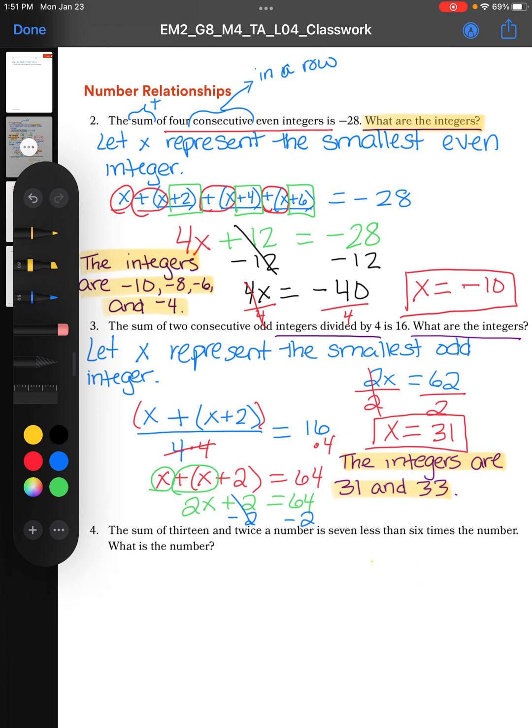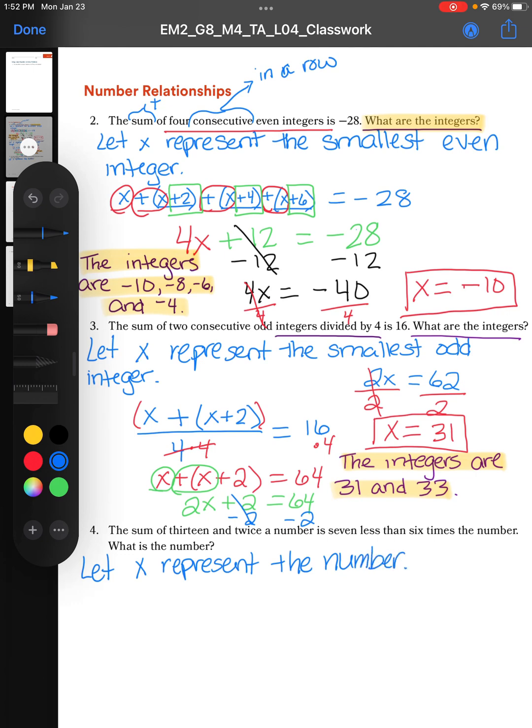Problem number 4, I'm going to set it up for you, and then I'm going to allow you to go ahead and try solving it and seeing if it makes sense. There's a lot to this one, right? There's a lot more words. So the sum of 13 and twice a number is 7 less than 6 times the number. What is the number? So you'll see this a lot, right? What is the number? Well, we don't know what the number is. That's basically the definition of a variable. So we're just going to say let x represent the number, whatever that number is.